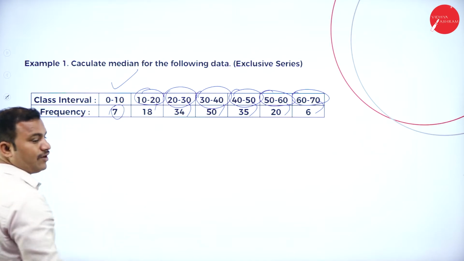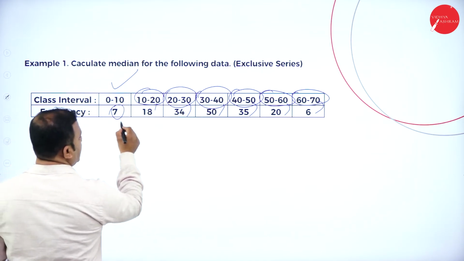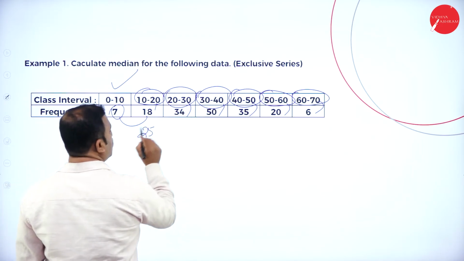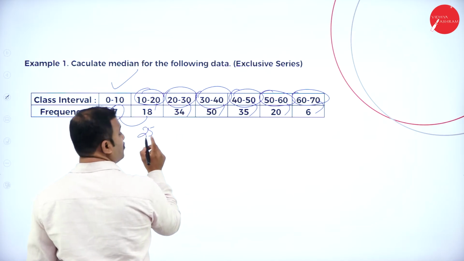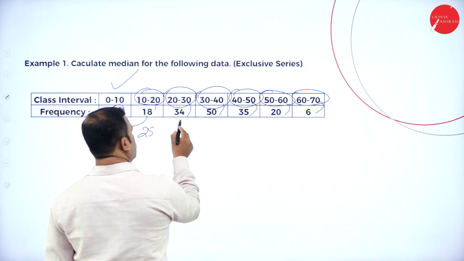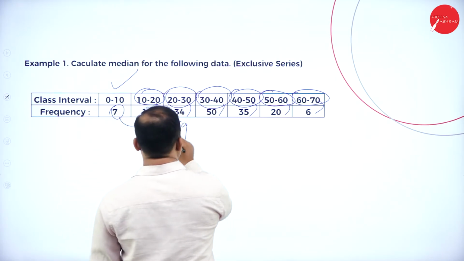For the cumulative frequencies, we have this term here. 7 plus 18 is equal to 25. 25 plus 34 is equal to what? I am adding the cumulative frequencies: 25 plus 34 is equal to 59. We get 59 here, the cumulative frequency.